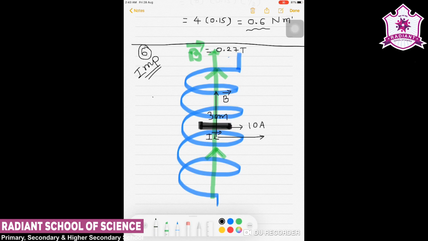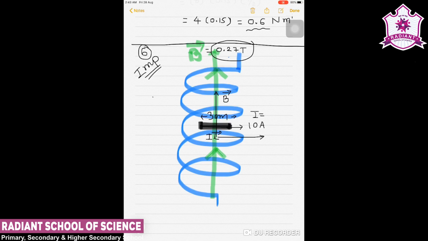So B is given, that is 0.27 Tesla. Second thing, we are also given a wire of 3 centimeter length. The length of the wire is 3 centimeter, and it carries a current of 10 ampere. So we are given a wire of 10 ampere, length 3 centimeter.